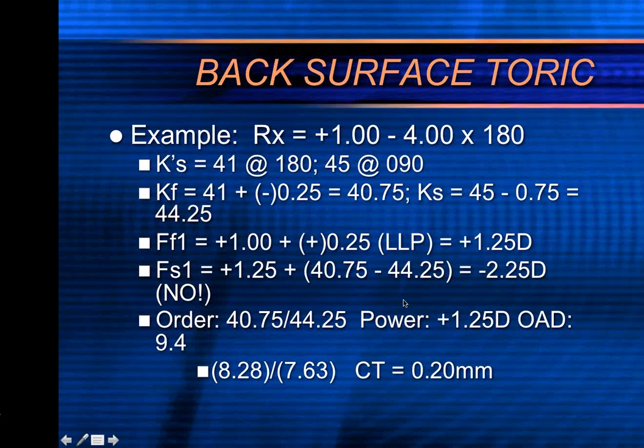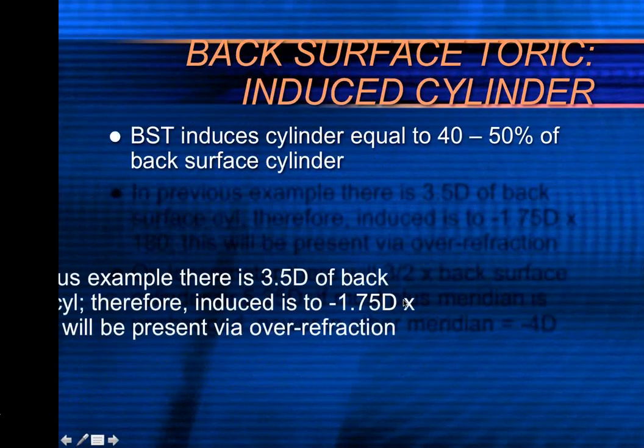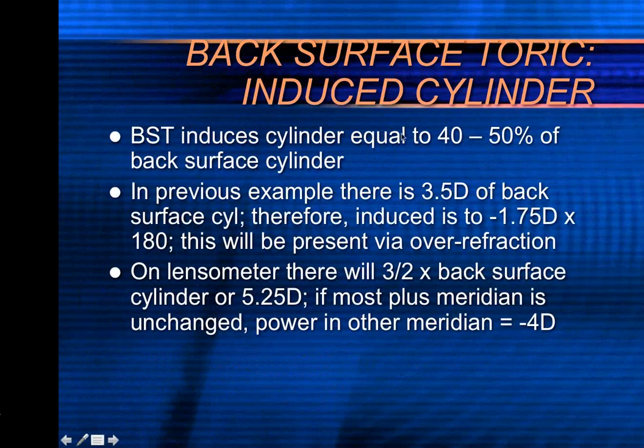So therein lies the challenges with back toric lenses. They induce a cylinder equal to 40 to 50%. It can be less than that, again, if you have a low refractive index material. But let's say it's a high refractive index material. What you're going to get induced is essentially half of the back surface cylinder of the lens. So if, as we see in this example, you have 3.5 diopters of back surface cylinder, when you put that lens on a patient and you over-refract, you're going to over-refract -1.75 diopters times 180. So therein lies the challenge.